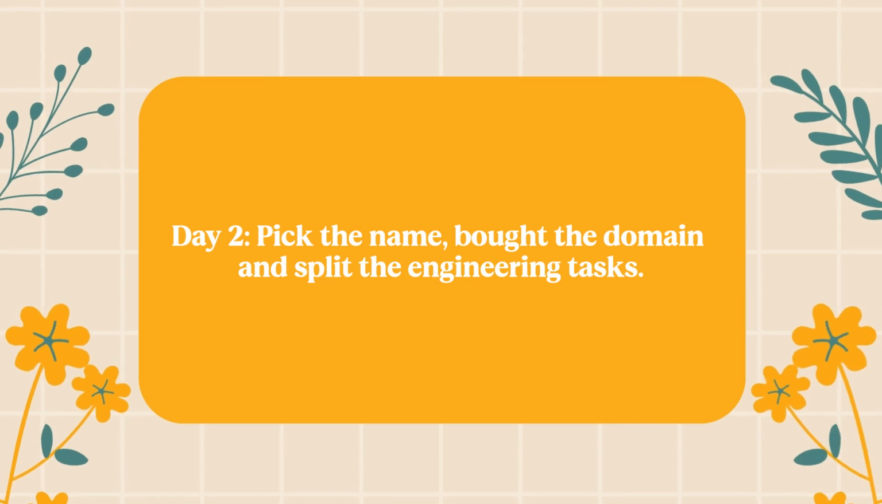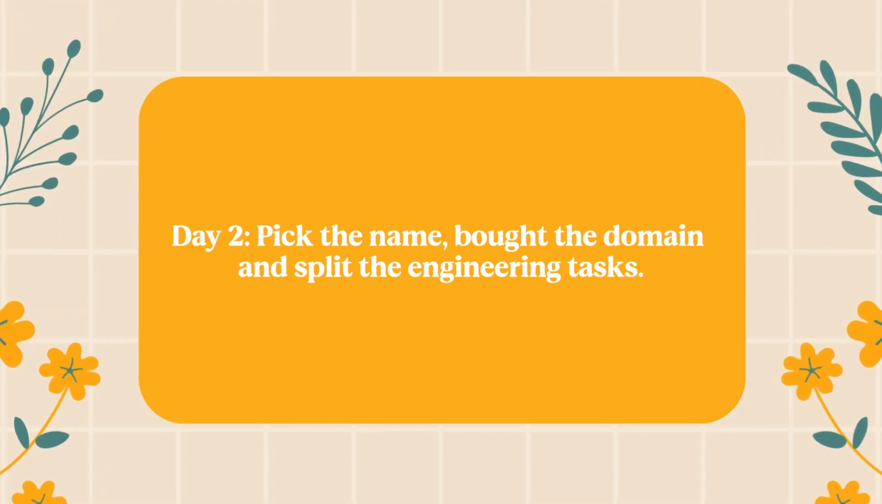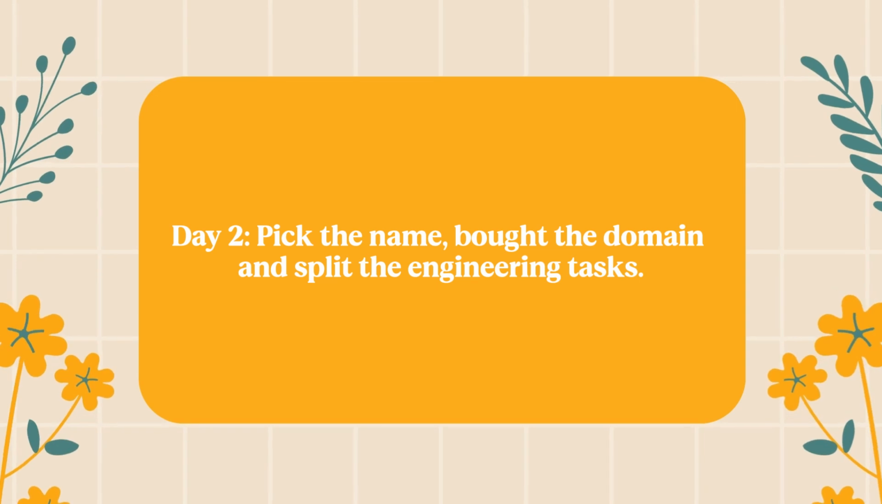Then on day 2, I basically picked the name of the app, bought the domains, and then I split up the engineering tasks into front end and back end. So I think Lovable is really good for your front end, and then for your back end, you can basically have Lovable start helping you craft the back end, but you will want to use things like Cursor and ChatGPT in order to help supplement and create your back end, and in order to create API connections as well.